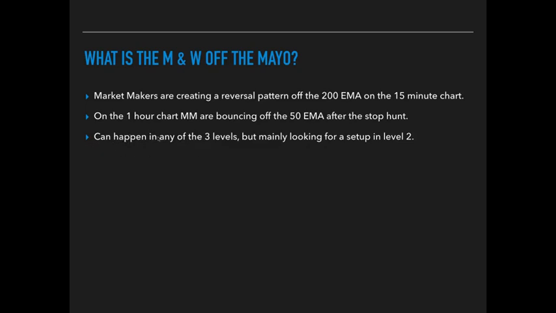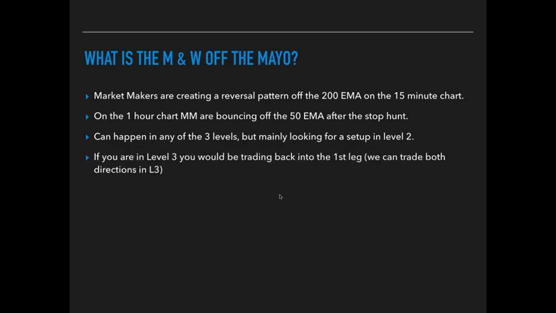This can happen in any of the 3 levels, but mainly you're looking for a setup in level 2. Okay, if you are in level 3, you would be trading back into the first leg. We can trade both directions in level 3, so that's okay. All right, but if you have a multi-day anchor or structure, it's not advised to trade back into the first leg. Now if that sentence confused you, don't worry, I have some examples and I'll show you exactly what I mean by that.